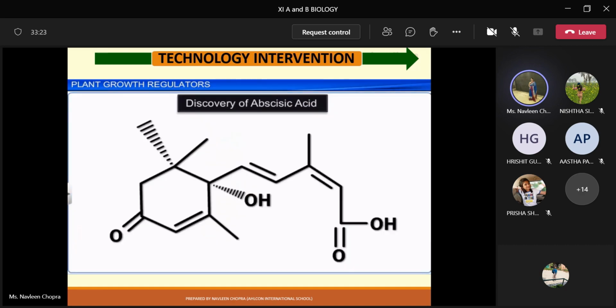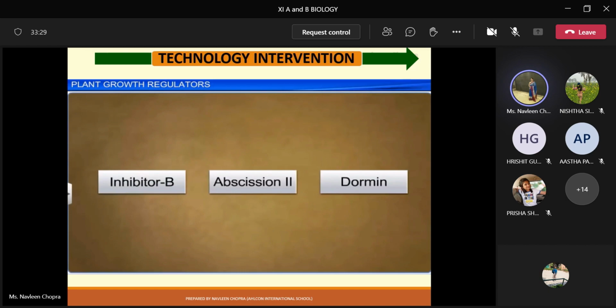The discovery of abscisic acid dates back to the 1960s, when 3 independent researchers purified 3 different inhibitors of plant growth, namely inhibitor B, abscission 2, and dormin. Later, it was found that all 3 inhibitors were chemically identical and were called abscisic acid.